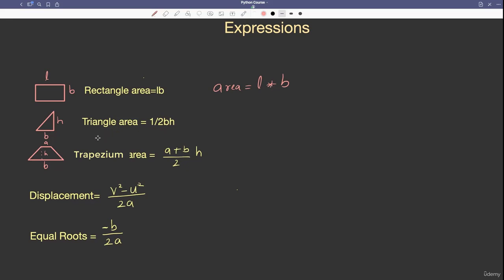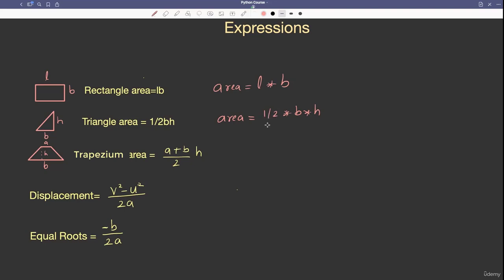Now coming to next, area of a triangle. So this is another formula. Area is equal to half into B into H. So this is half, 1 by 2, into B into H. As it is I have written. Is it valid? Will it work properly in Python? Like 1 by 2 is what? 1 cannot be divided by 2, so it should be 0.